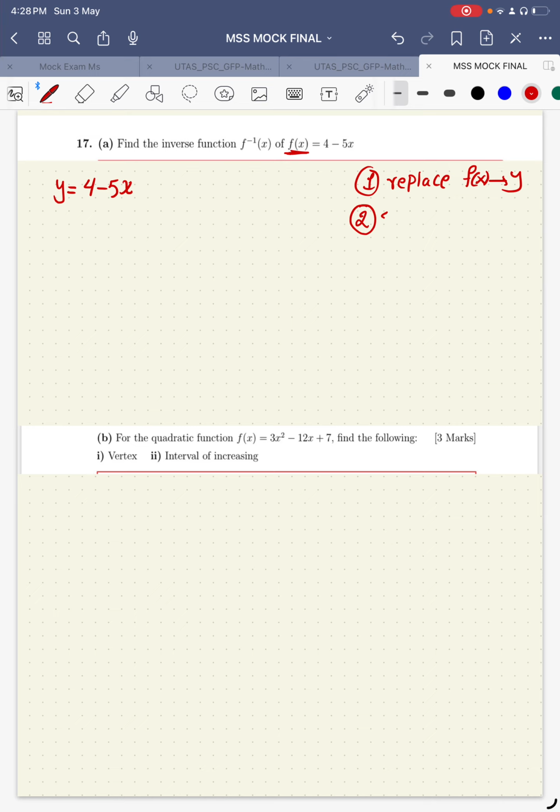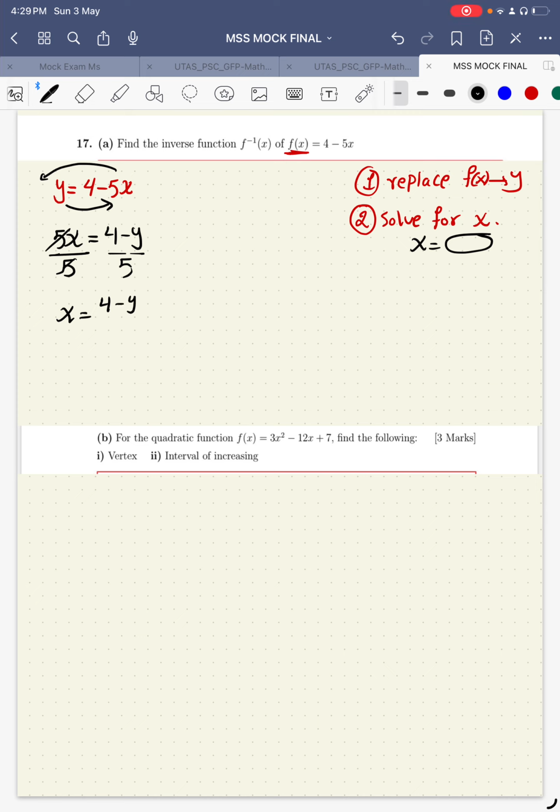Second, solve for x. What we mean by solving for x is that I'm going to put x on one side, by itself. To solve for x, I'm going to take minus 5x to that side and y to that side. So I'm going to have 5x equal 4 minus y. Then I'm going to divide both sides by 5. The 5 is going to cancel with this 5, so x equals 4 minus y over 5.